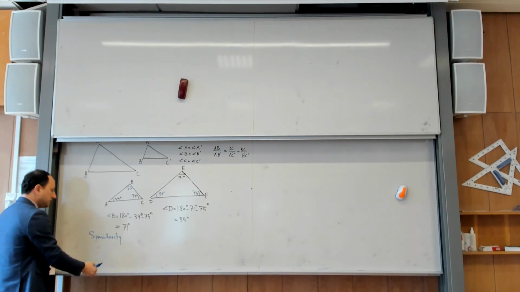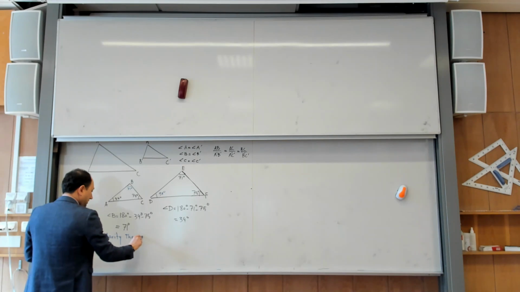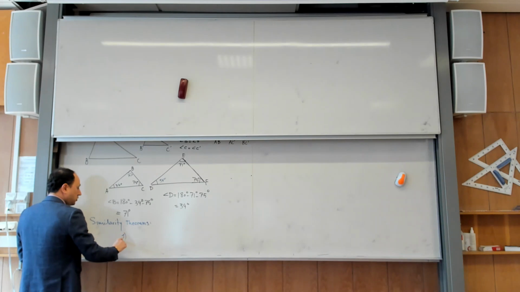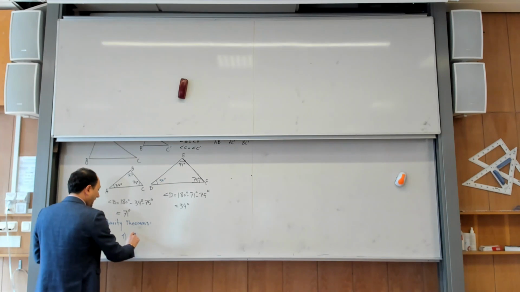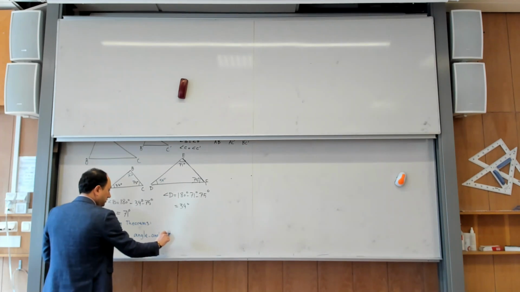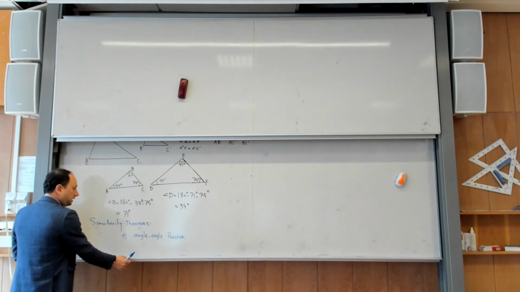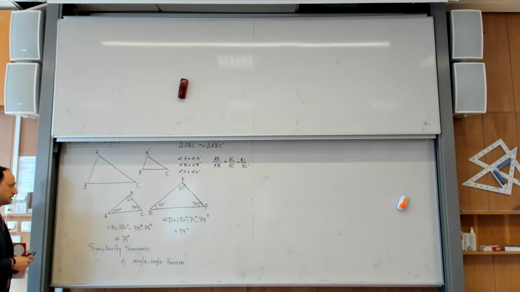So similarity theorems, there are two of them. One of them, which is the most famous one, and we usually use this one, is called angle-angle theorem. If I want to simplify it. What do I mean? I don't write it down, I just talk about this orally, but that is the meaning.